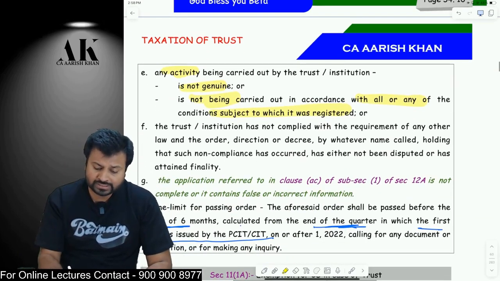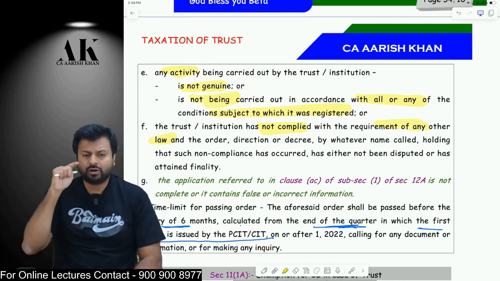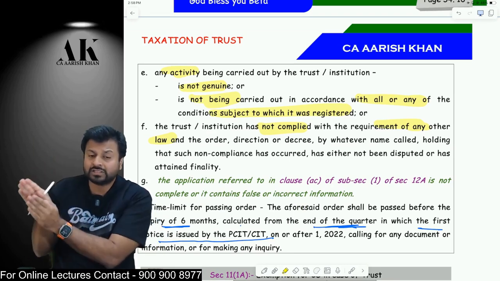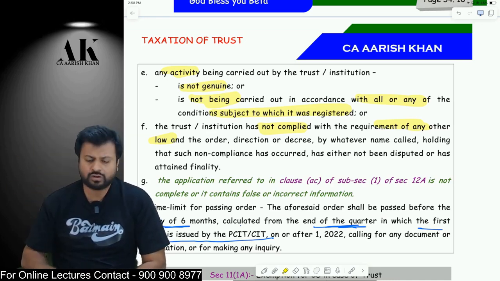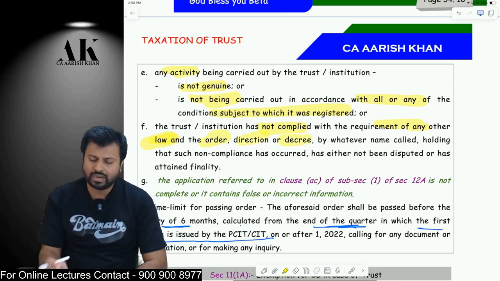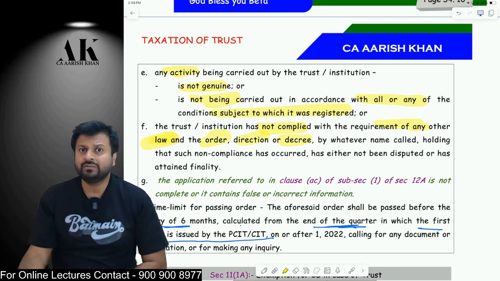Or if the trust has not complied with the requirement of any other law. So if the trust is not complying with the Foreign Contribution Act, because if you are receiving any contribution from a foreign country, you have to fulfill the conditions of the Foreign Contribution Act. If you are not fulfilling it, then you are violating any other law or order or decree of court, etc. Therefore, you will be liable for what? As a specified violation.